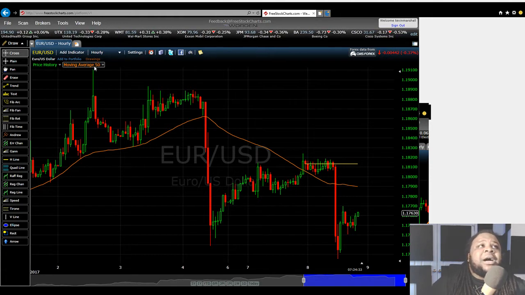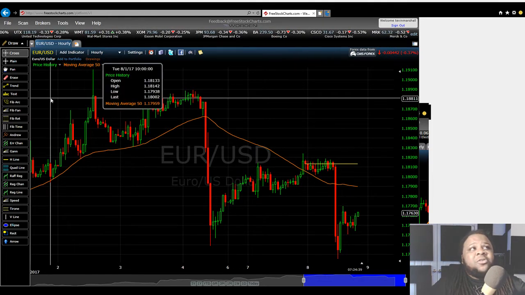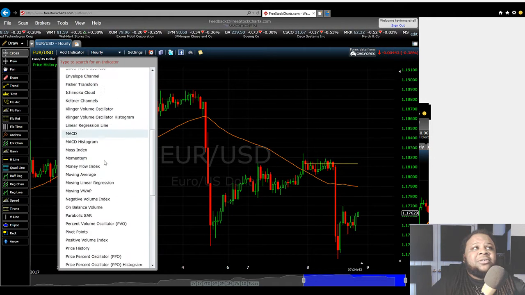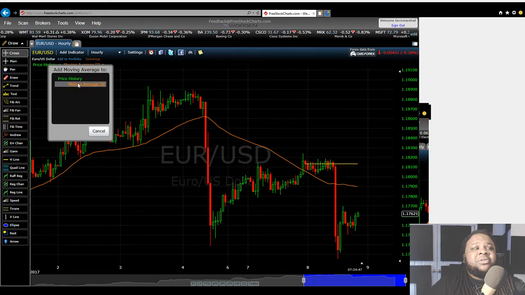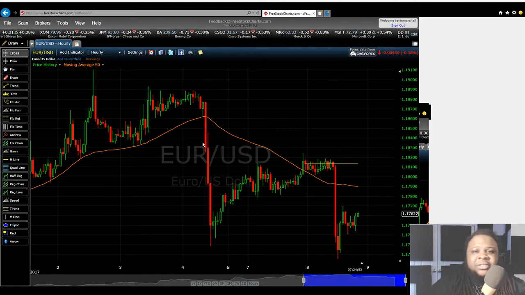Now, when you see the moving average right here, this is a moving average 50. And the way you open it up on FreeStockCharts, like I said in all the other videos, is just click on add an indicator. When you press moving average, it'll say add a price history. You want to add it to your price history so it goes on the chart. Very simple.